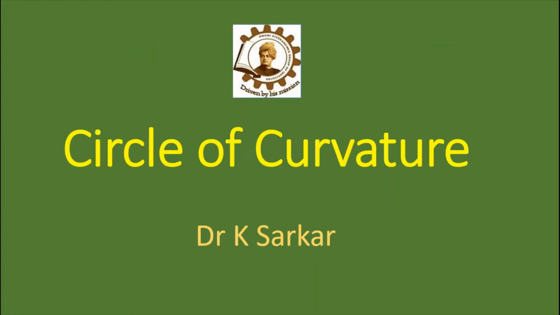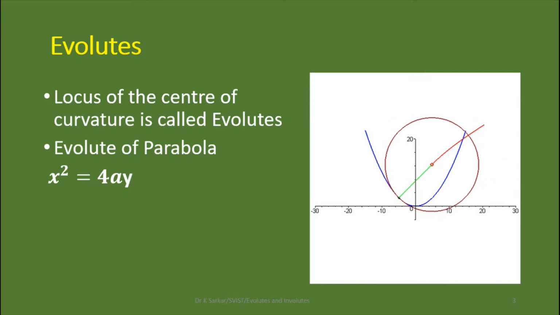In the last lecture, I have discussed circle of curvature. In this lecture, I am going to discuss about evolutes. Locus of the center of curvature is called evolutes. Here in this GIF, evolute of parabola x square equals to 4ay has been shown.